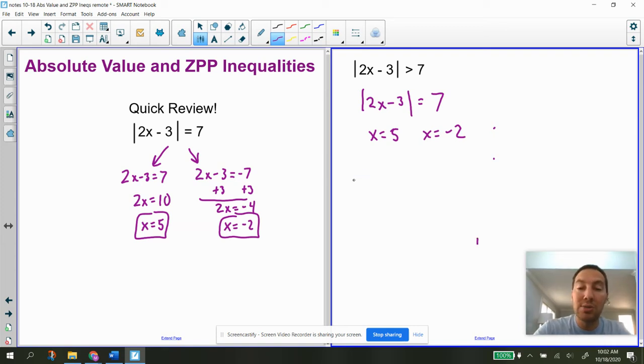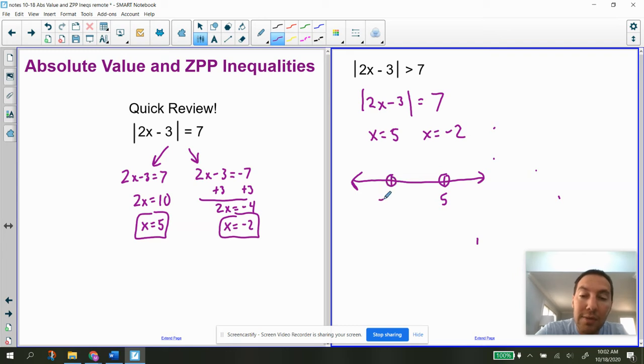So the way we're going to express that, the easiest way I know how, is we're going to throw those answers, 5 and negative 2, on a number line. So I write a little 5 with a circle. I write a little negative 2. I make sure I put them in the right place. And then I go back to what I know about inequalities. This is a greater than sign, not a greater than or equal to sign. So I leave those circles open because they are not going to be included in the answer. And now I need to figure out where I'm going to squiggle.